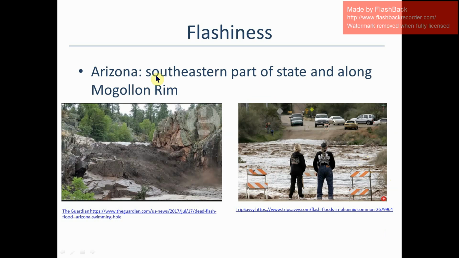Meanwhile, in Arizona, flash floods typically happen in the southeastern part of the state and along the Mogollon Rim. Here is another example where a flash flood came roaring down a mountain into a dry creek. If you're in that creek hiking, there's nowhere to go. Also, what you see a lot in the news is it really affects travel because this wash is usually dry. Usually it's not a problem, so we don't build bridges over it.